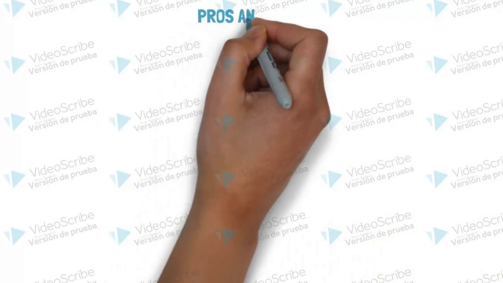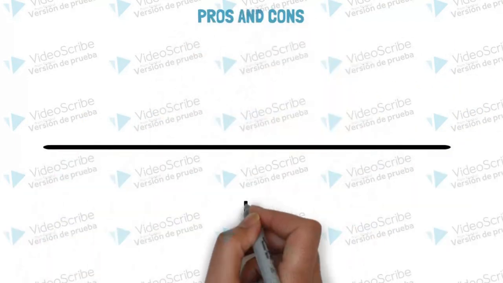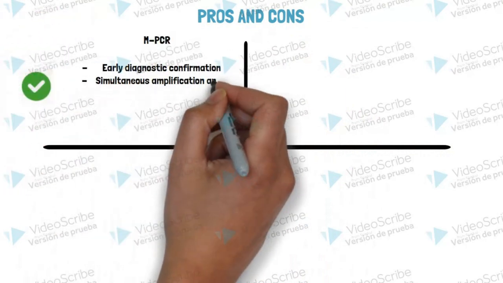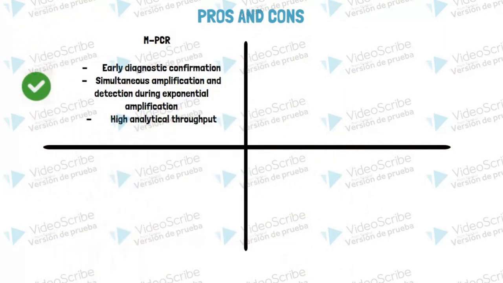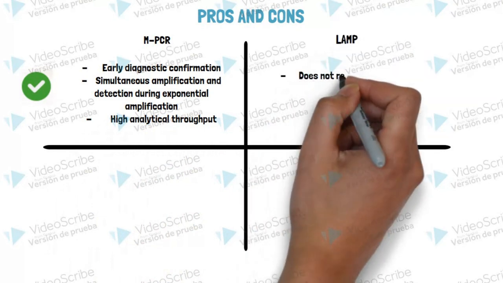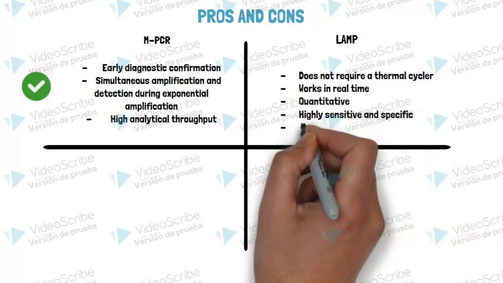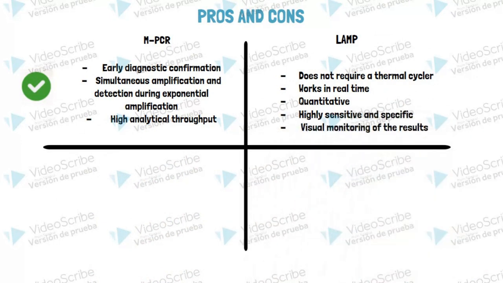The advantages for the PCR test are an early diagnostic confirmation, a simultaneous amplification and detection during exponential amplification, and a high analytic accuracy. For the LAMP, it does not require a thermocycler, works in real time, it is quantitative, it's highly sensitive and specific, and has visual monitoring of the results.